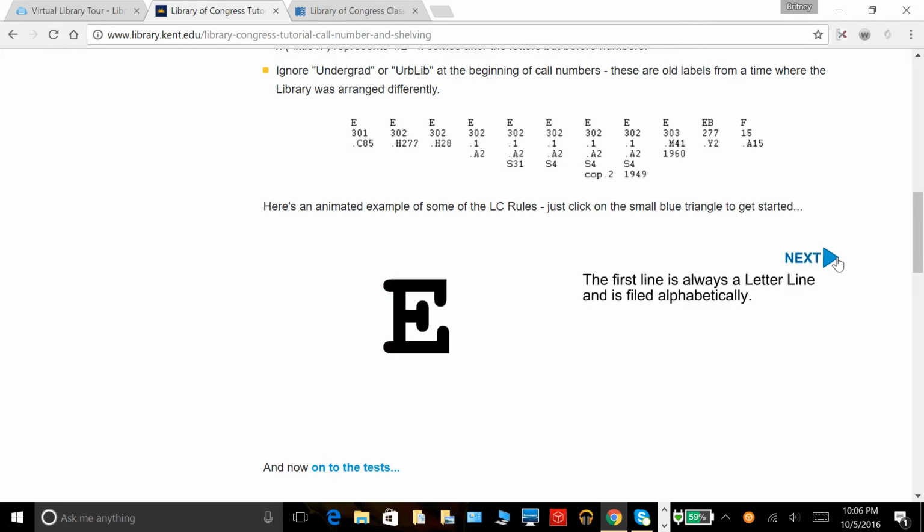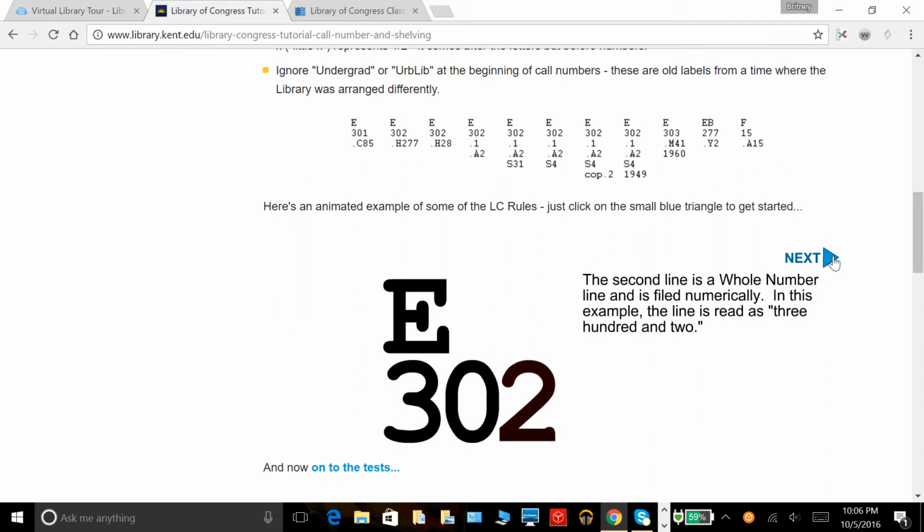So first things first, your first line is always a letter line, and it's filed alphabetically. Underneath that, as you can see up here, it gets a little bit bigger and bigger and bigger. Second line is a whole number and filed numerically. So if something is E300, obviously E300 is going to come before E302. So far, so good.